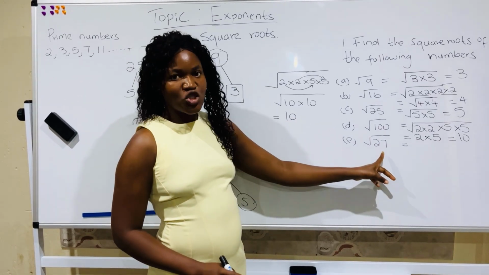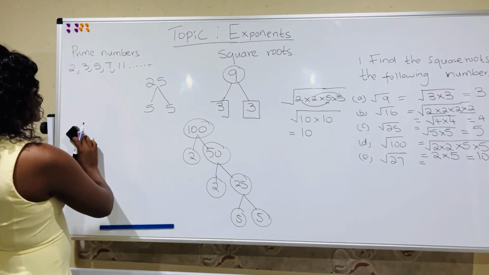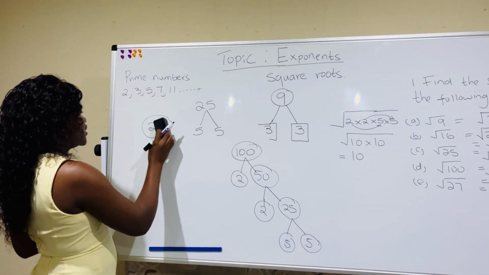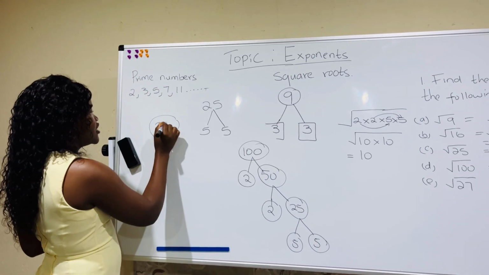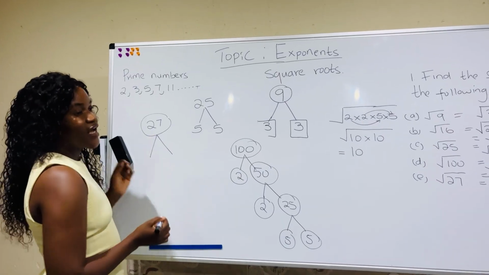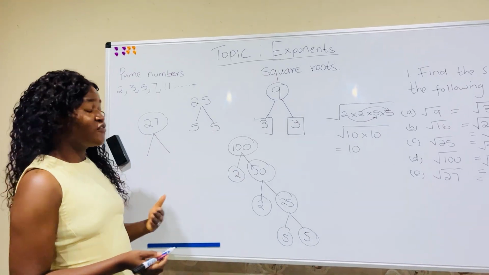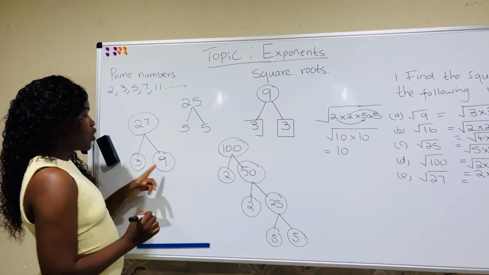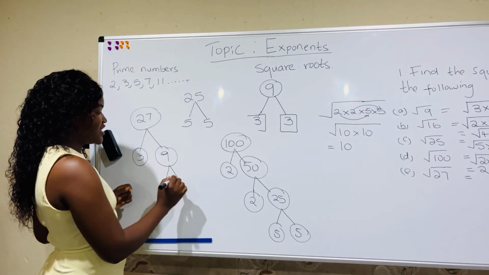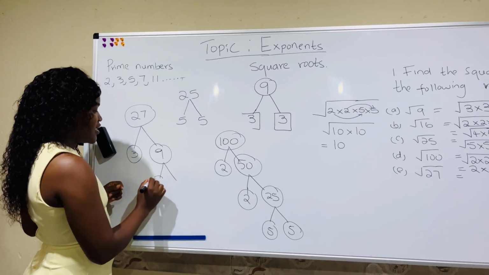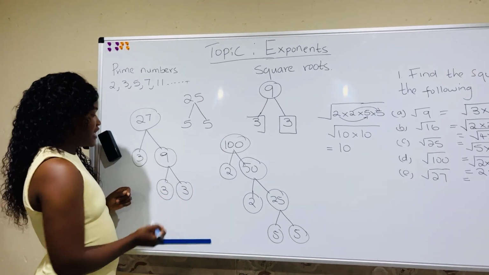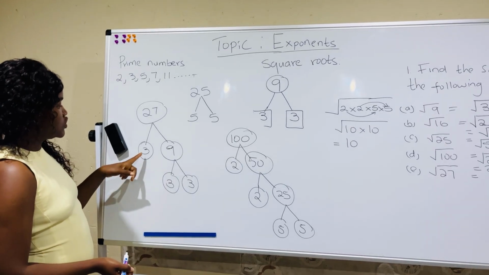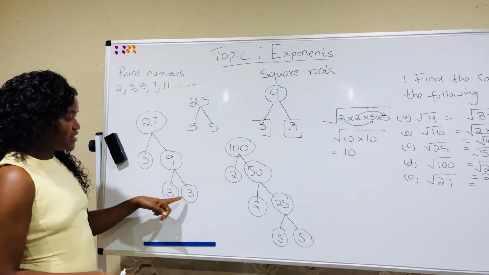And then the last one is going to be 27. So let's see what 27 gives. We are going to say 27. Sorry, I wrote 25 by mistake. 27. And if you factor 27, it is going to be 3 and 9. So 9, there are still numbers that multiply to 9, which is 3 multiplied by 3. And if you check our prime numbers here, it's going to be 3 multiplied by 3 multiplied by 3.